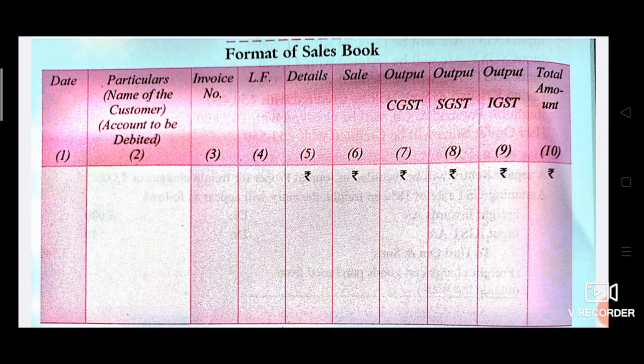Sale, original amount of sale. Output CGST as per given percentage in the problem. Output SGST. Output IGST if there are interstate transactions, and total amount of the transaction. Okay, in this way you have to draw this format of sales book if entries of GSTs will be in the problem, and simple format you can draw in case of simple problems. In your exam there will be simple problem because GST entries are not included in your syllabus.